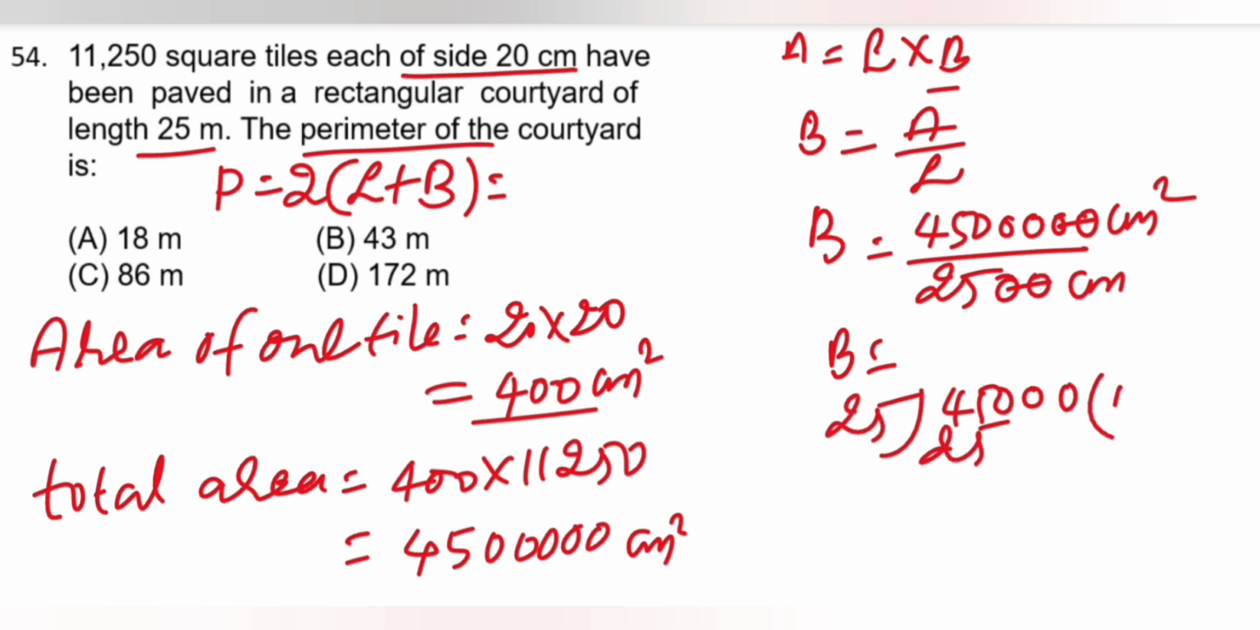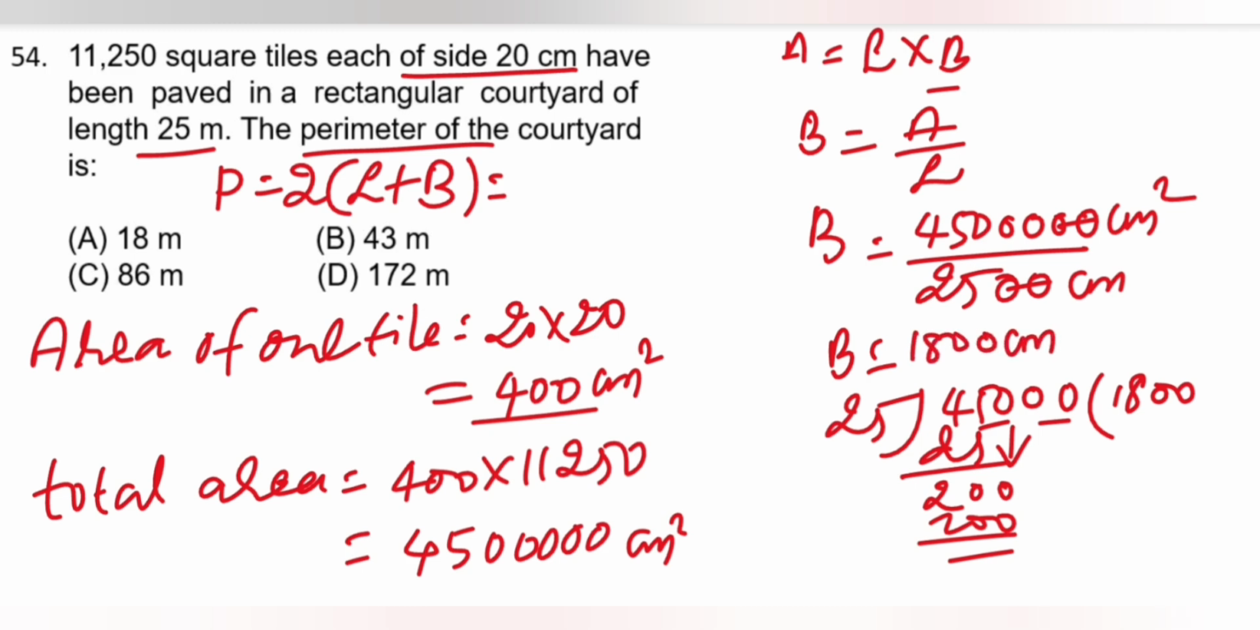Alright, so take the 0 and 25, 200. So keep 2 zeros as it is. So this value 1800 is in centimeter. So that is equal to 18 meter. So breadth is 18 meter.